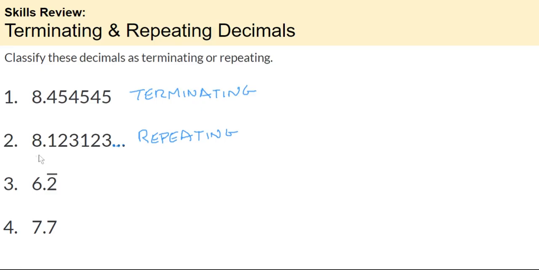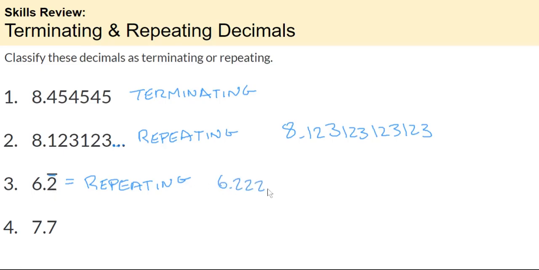Question one did not have those. So for question two, we could keep saying 8.123, 123, 123, and it will keep going on forever. What about number three? Is that terminating or repeating? It is repeating. You see the little hat on top? The little hat means the 2 is repeating in 6.2. So this is like 6.22222, going on forever.